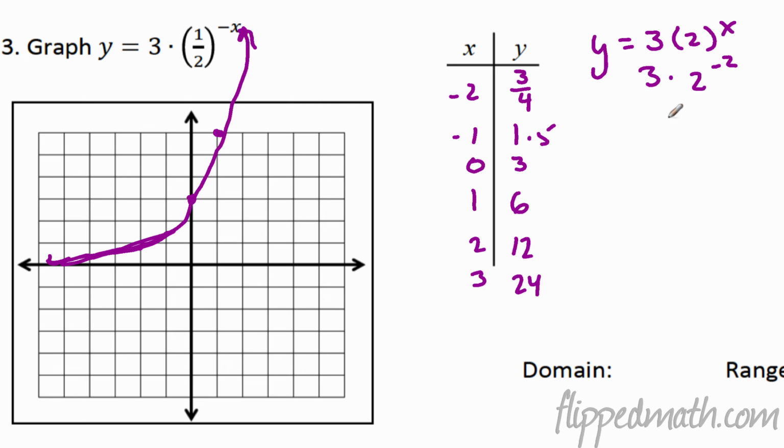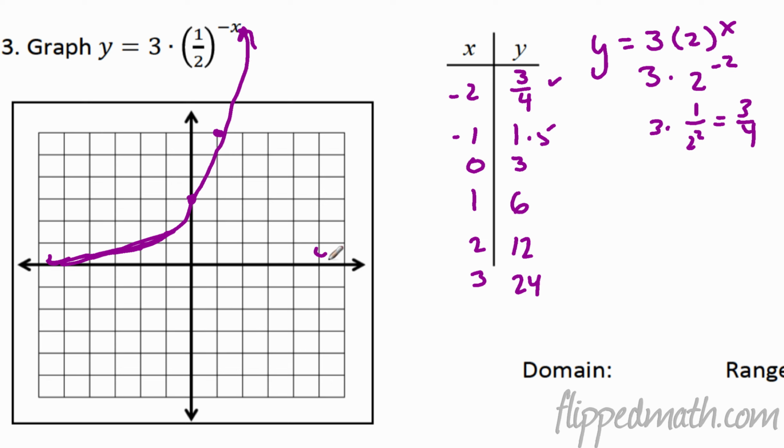Well, 2 to the negative 2 power is 1 over 2 squared, remember. So this is all going to equal 3 over 4. So that's where that first number comes from. If you plug a 0 in, I'm just going to go through this quickly. Plug a 0 in, anything to the 0 power is 1, so that's going to be a 3. Plug a 1 in, that's easy, it's a 6. Plug 2 in, it's 12, and so on and so forth. I get this nice graph here.